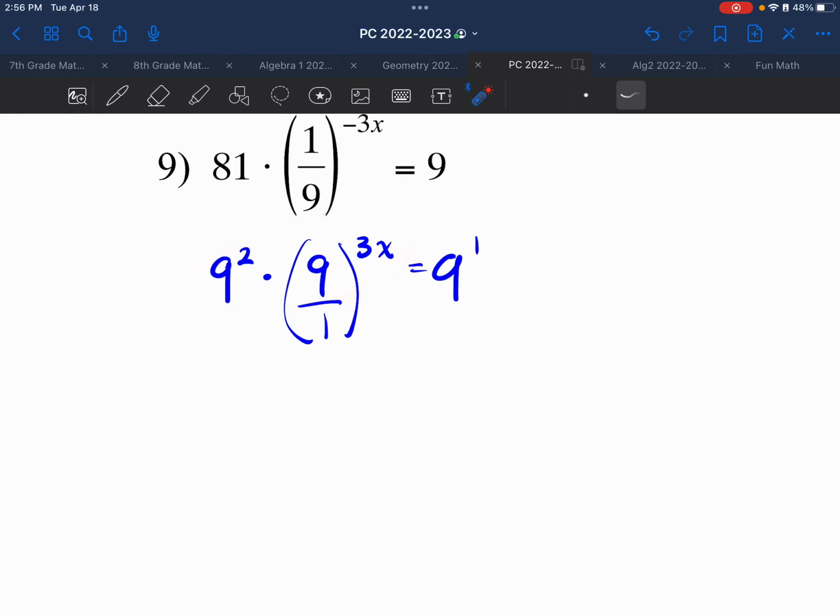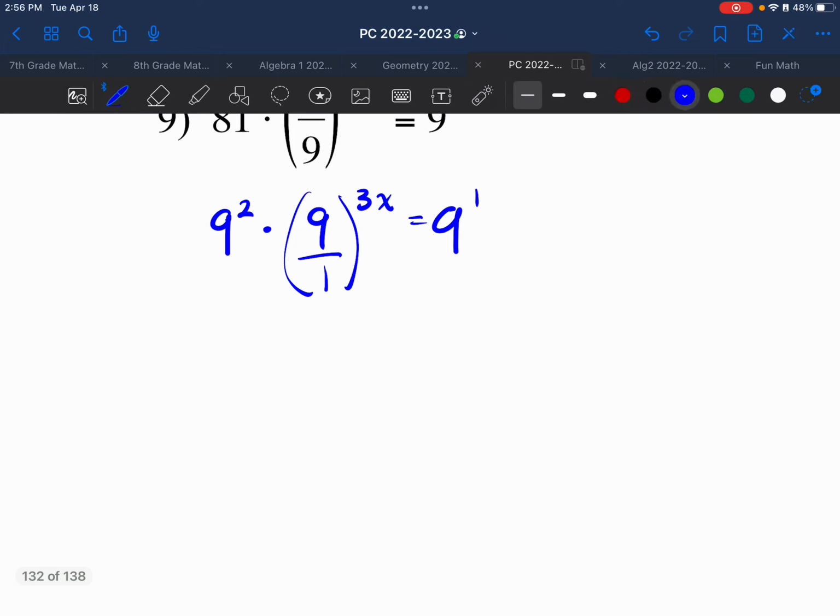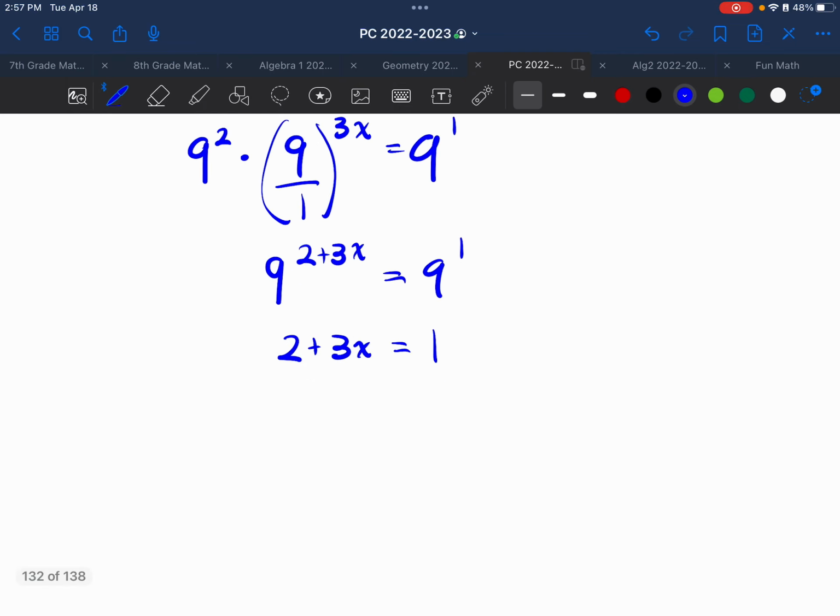I now have a multiplication problem over here. When I multiply same bases, I add their powers. It's going to be 2 plus 3x over here on the left. I'm going to have 9 to the power of 2 plus 3x is equal to 9 to the power of 1. If the bases are the same, their exponents must also be the same, and 2 plus 3x must be equal to 1. And I can solve. I can subtract 2 on both sides. I get 3x is equal to negative 1, and then divide by 3, and x is equal to negative 1/3. Final answer and box it.